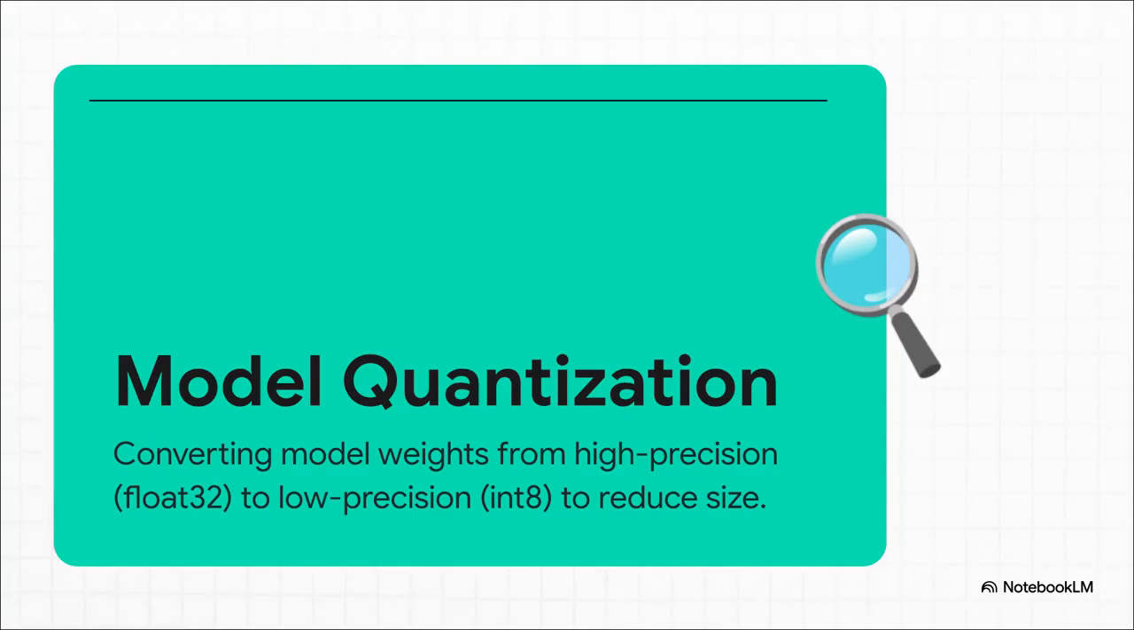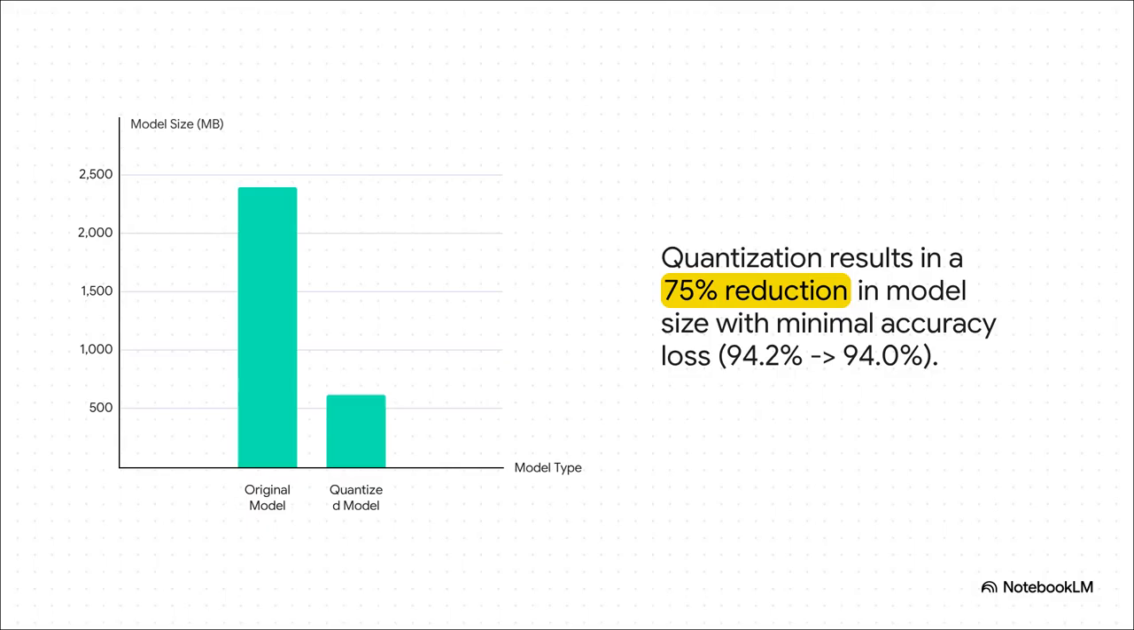Now, one of the most powerful tools in our toolbox here is something called quantization. The best way to think about it is like this. Imagine you have a massive 4K movie file. Quantization is like compressing that file into a smaller, good enough for your phone version. Yeah, you might lose a tiny bit of quality, but it's drastically smaller and way faster to load. And the results can be absolutely staggering. Just look at this chart. A standard model at 2.4 gigabytes becomes just 620 megabytes after quantization. That's a 75% reduction in size. That means way faster loading times and much lower memory costs.